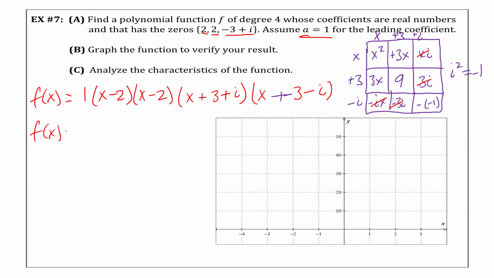So we get f of x equals x minus 2 squared times x squared. Does x squared have a friend? Nope, it's by itself. Then we have 3x plus 3x makes 6x. Then we have 9 plus a negative times a negative is a positive. So 9 plus 1, 10. And this is what I can put in the calculator.